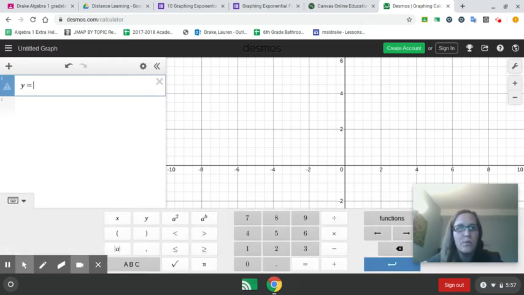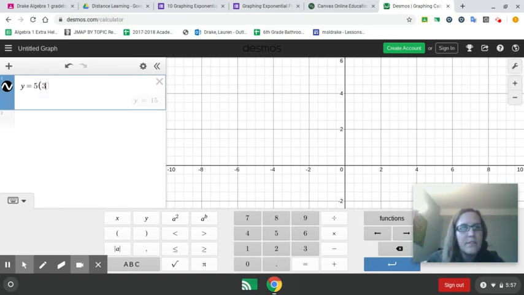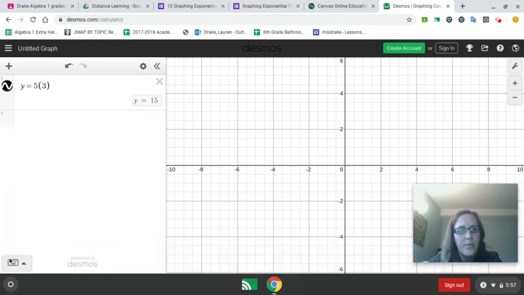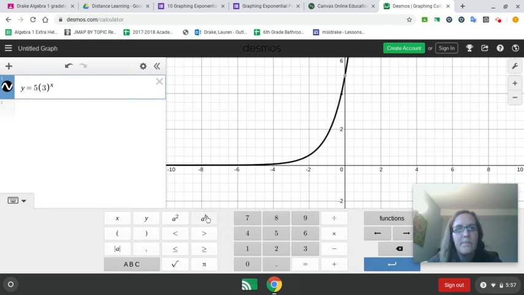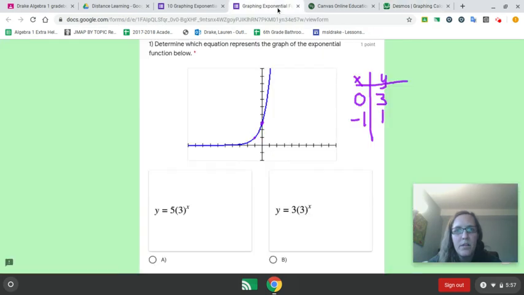So the first choice was y equals 5 parentheses 3 to the x power. So you can either use the caret, it's shift 6, or you can use this button right here. If the keyboard isn't showing, you can get the keyboard from down here. So you would do this button and then the X. Okay, that's going to show me the picture. Let's go back to the question.